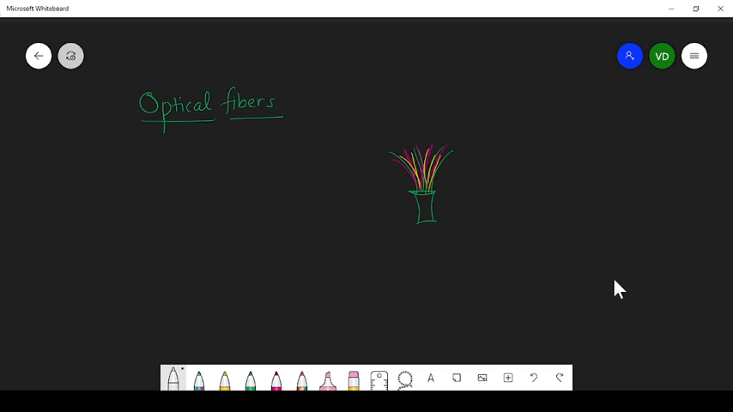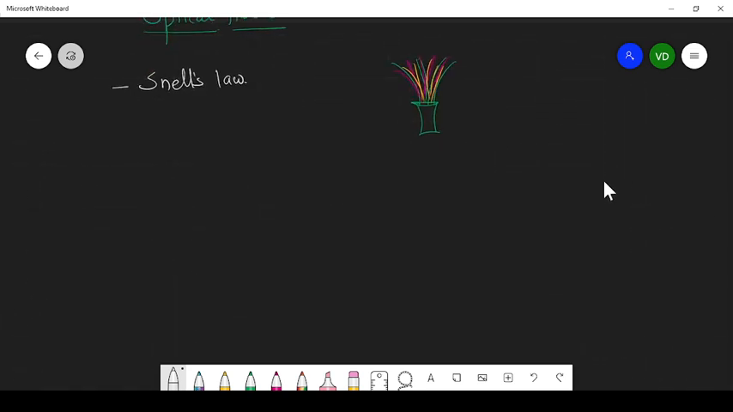So the basic concept is to make this light travel through the optical fiber, and on what basis it is happening is very simple, which we already know: Snell's law. So let us revisit Snell's law. We'll just take a brief introduction to Snell's law, and then we'll go to the optical fiber system.